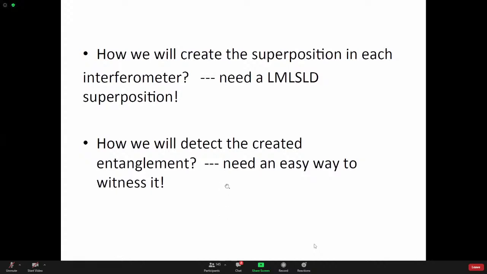Okay, so then what will happen is that, right. So how will we create these kind of superpositions? These are large mass, long distance, so large splitting. Okay, so there are three things. You have a large mass, you create a large separation, and you hold on for a long time.